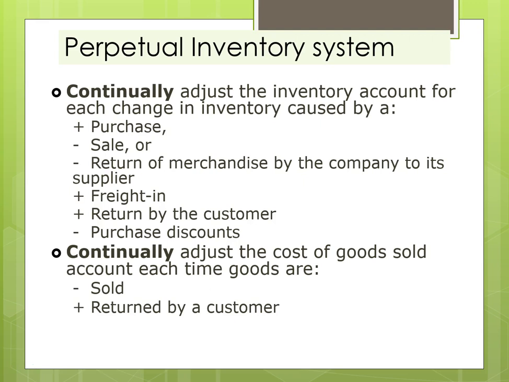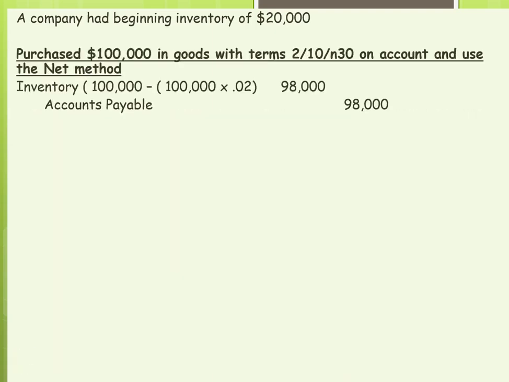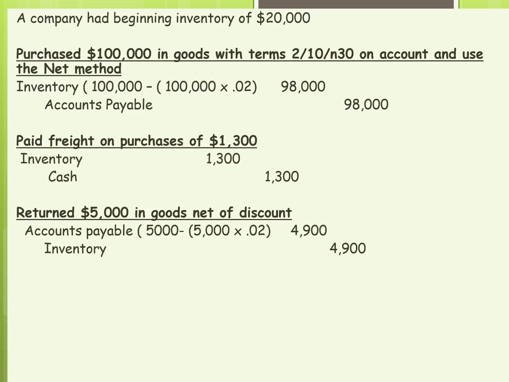So let's now work through some entries under the perpetual system. A company had beginning inventory of 20,000. They bought inventory, 2% off in 10 days, net 30. So in this case, we're using the net method. So we have to book the inventory minus the purchase discount, and we book it at 98. And again, it goes to inventory. We paid freight, which goes to inventory. We return goods. Remember, when you return the goods, you have to back out that discount. Okay?